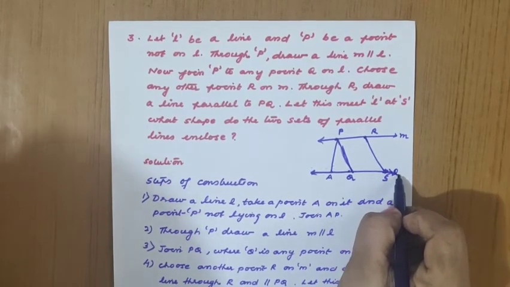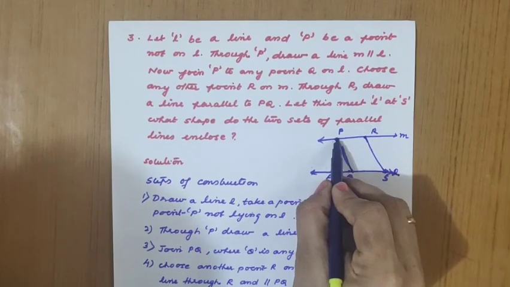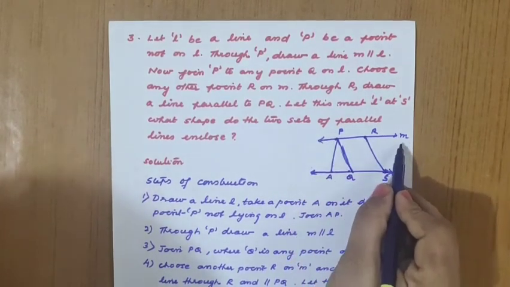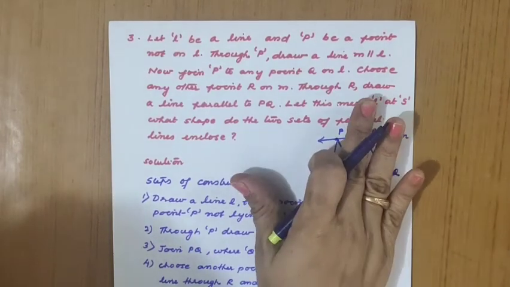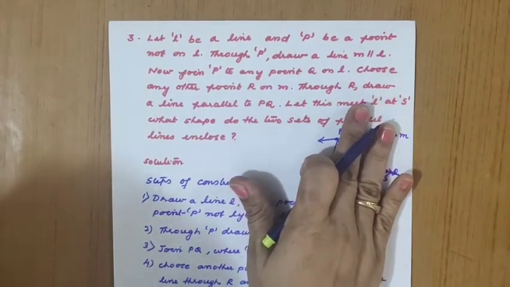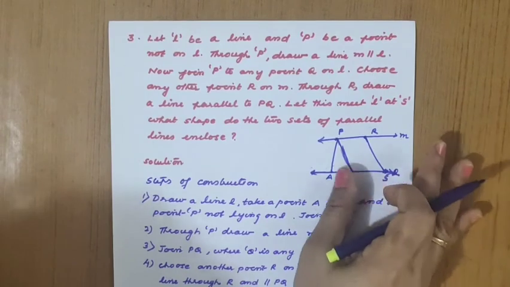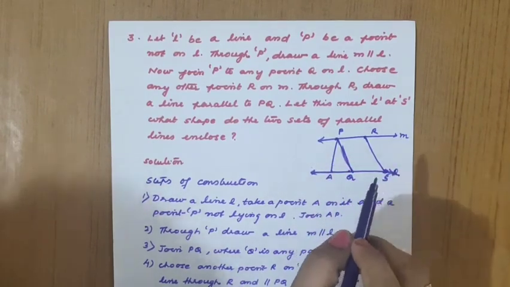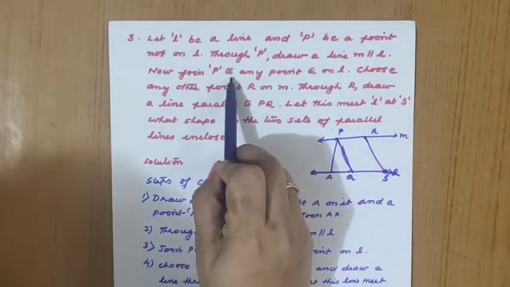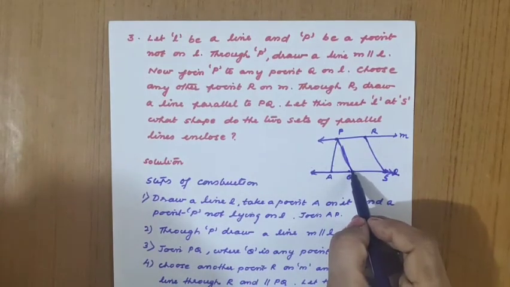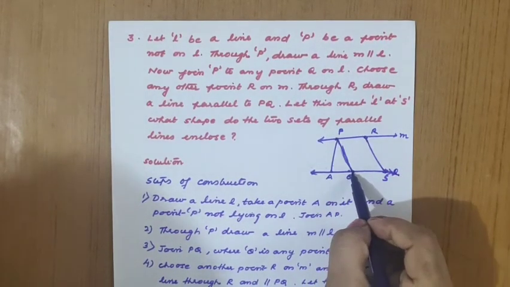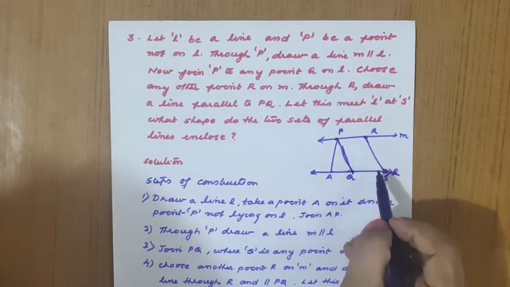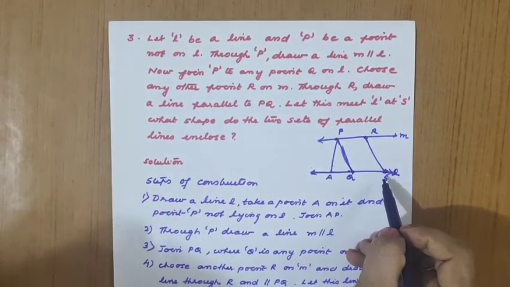So a line L is given, a point P outside L, through P a line parallel to L we have to draw. So M parallel to L, this is the previous knowledge, question number 1 we have done, question number 2 also we have done. So you know how to construct that one. Now what is the next part? Join P to any point Q. So Q we have taken on L, R we have taken on M. PQ we have joined. Now through R a line parallel to PQ is to be drawn.